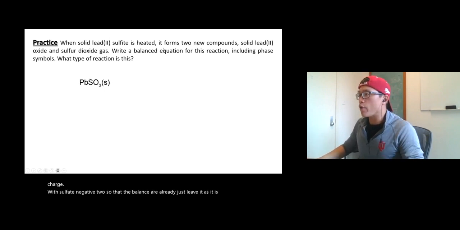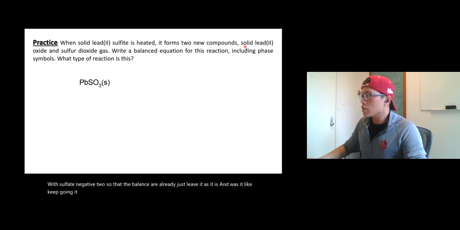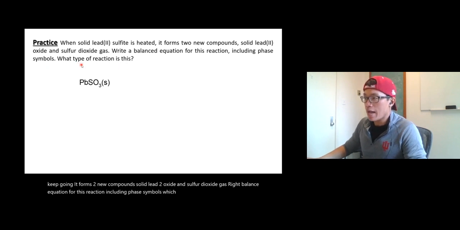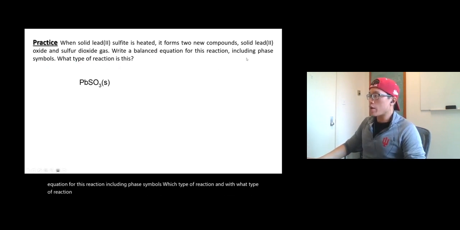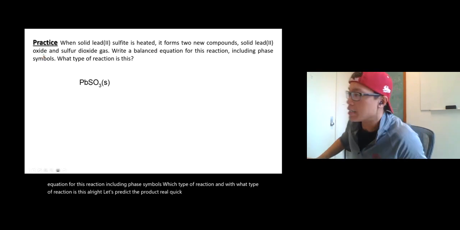All right, keep going. It forms 2 new compounds: solid lead 2 oxide and sulfur dioxide gas. Write a balanced equation for this reaction, including phase symbols. What type of reaction is this? Let's predict the product real quick.